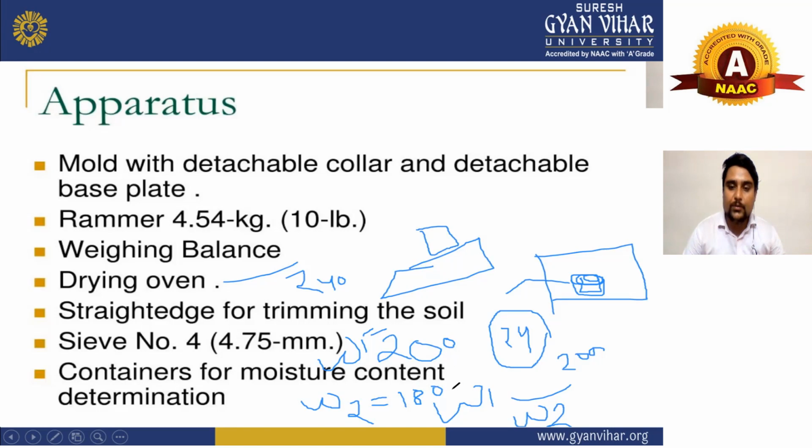It means you are getting 20 gram less. Now if you calculate, it will be 10%. It means the moisture content of that soil will be 10% after 24 hours. You have to do these things in all the tests when you perform them in your geotechnical lab.